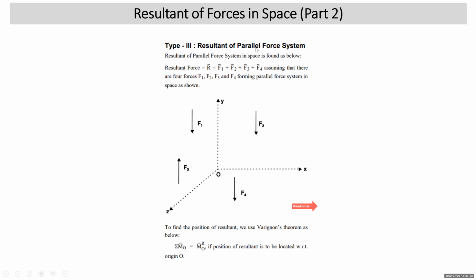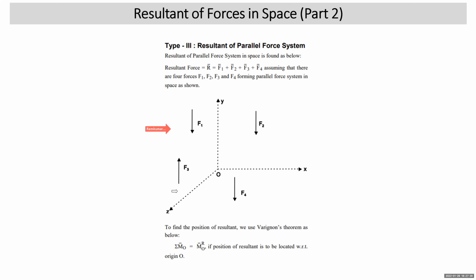Let's understand how we find the resultant of a parallel force system. Now, you can see that in this diagram I have shown four forces F1, F2, F3, and F4 forming a parallel force system in space. First, you will write all the forces in vectorial form, which will be quite easy because all the forces will be either parallel to the y-axis, x-axis, or z-axis. So writing the force in vector form will be quite simple. You have got the resultant force.